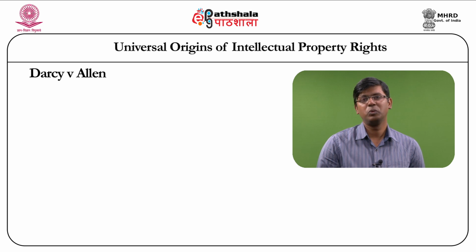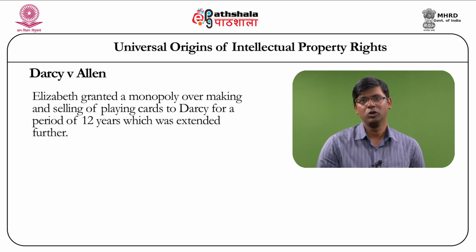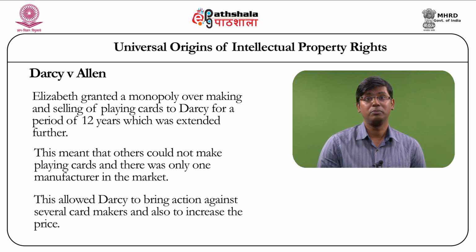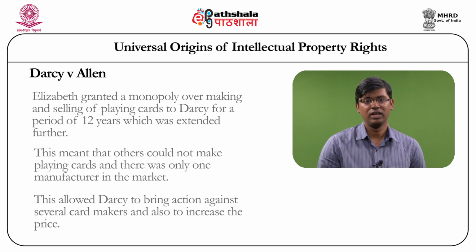This was a case wherein Queen Elizabeth had granted a monopoly over card making and selling of playing cards to Darcy for a period of 12 years, which was further extended. This basically meant others who were already involved in making playing cards could no longer make them. Right? So Darcy brought a couple of actions before the court, saying that there were several card makers who were infringing on his monopoly rights.